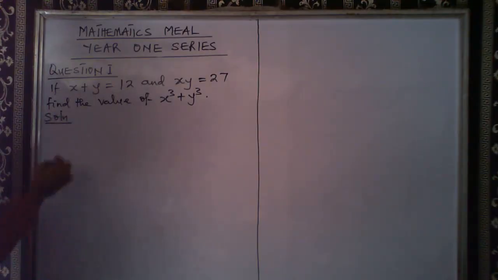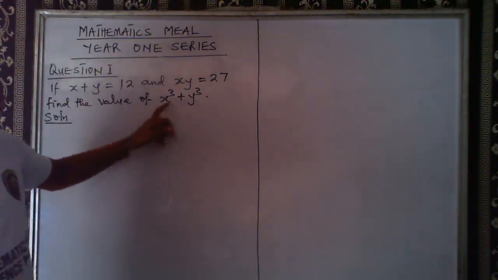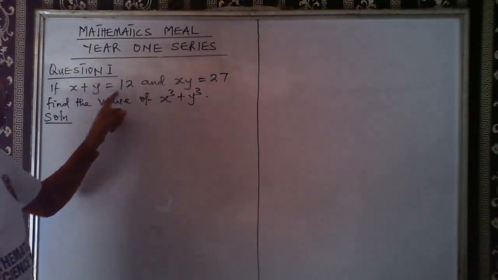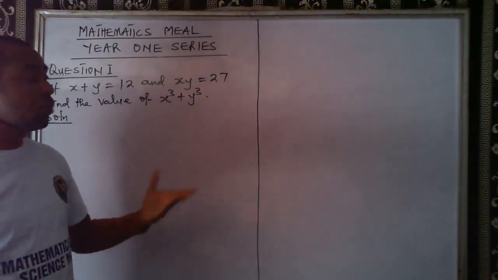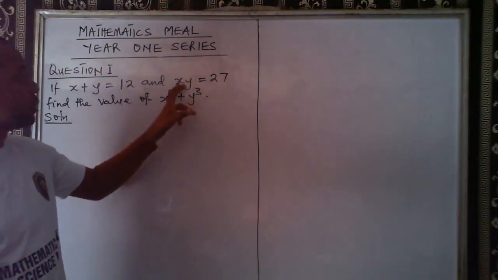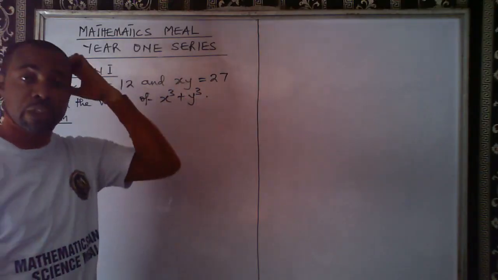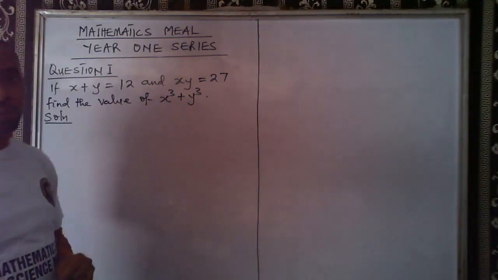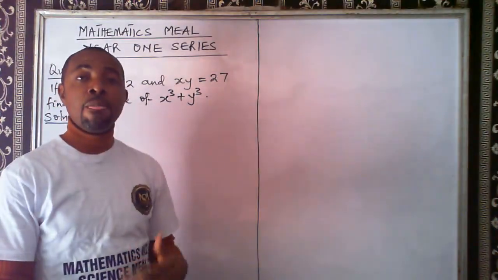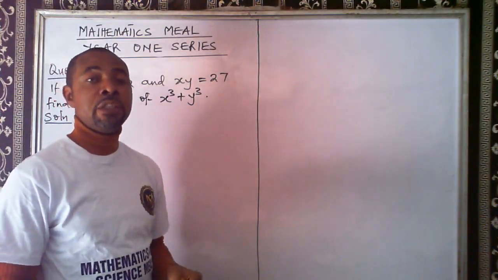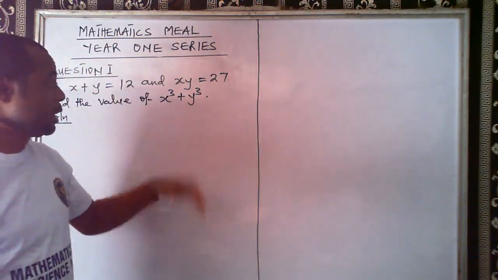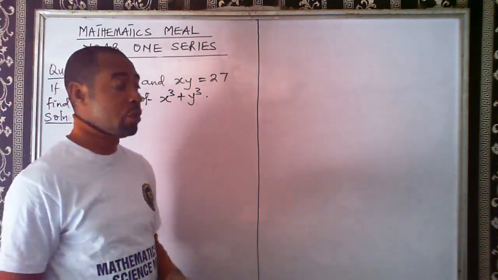Okay. Now, is it possible for us to express x cubed plus y cubed in terms of x plus y and xy, so that we can just substitute the value of x plus y, which is 12, and also substitute the value of xy, which is 27? Yes, it is possible to do that. And how can we do that? We just remember an expression for the sum of cubes.